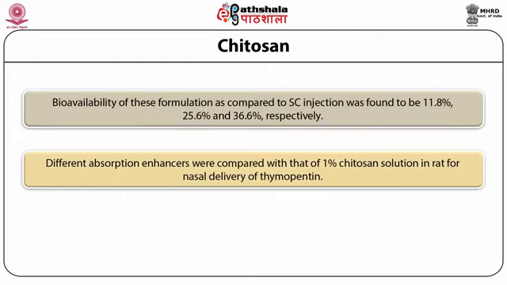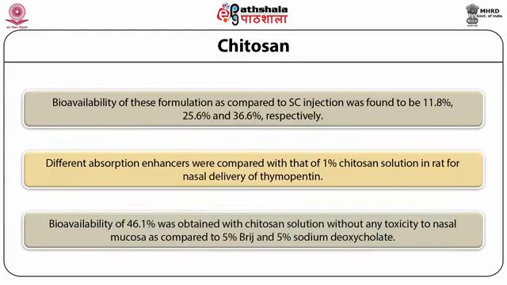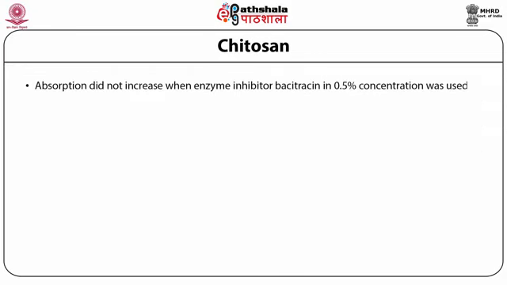Different absorption enhancers were compared with that of 1% chitosan solution in rat for nasal delivery of thymopentin. Bioavailability of 46% was obtained with chitosan solution without any toxicity to nasal mucosa as compared to 5% Brij and 5% deoxycholate. It was also observed that absorption did not increase when enzyme inhibitor bacitracin in a concentration of 0.5% was used.